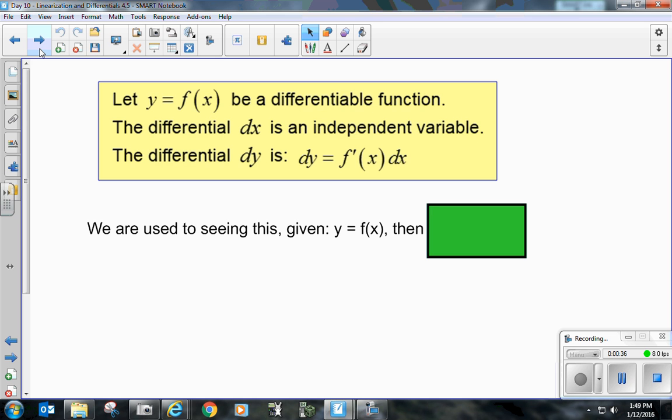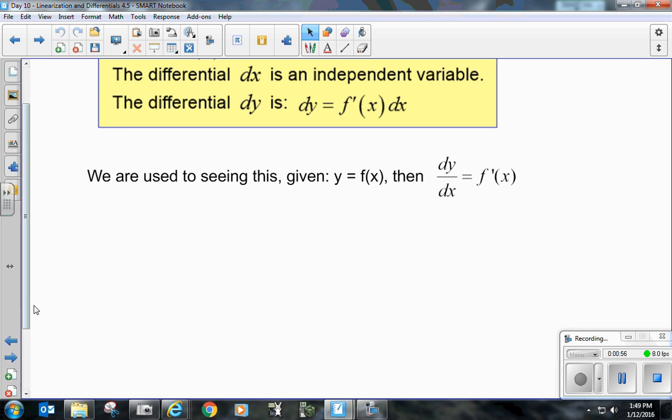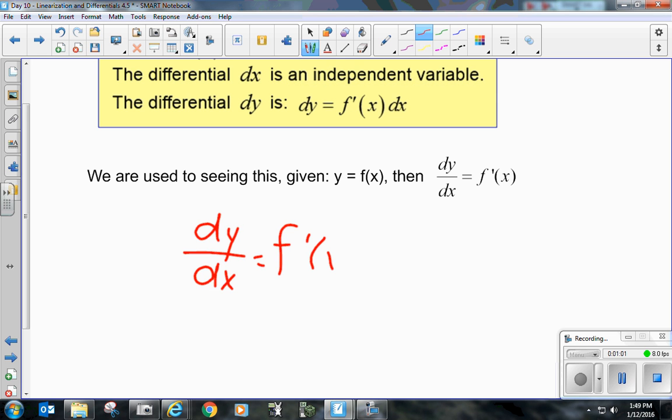Okay? Now think about it this way. That's a little bit confusing, but let's break it down. We're used to seeing this: if we're given that y is some function of x, that dy dx represents the derivative, right? F prime. So what happens if I perform some algebra to this? What if I said dy over dx equals f prime of x, and I just multiplied both sides by dx? Does this go away? Yeah, it goes away. So dy equals f prime times dx.